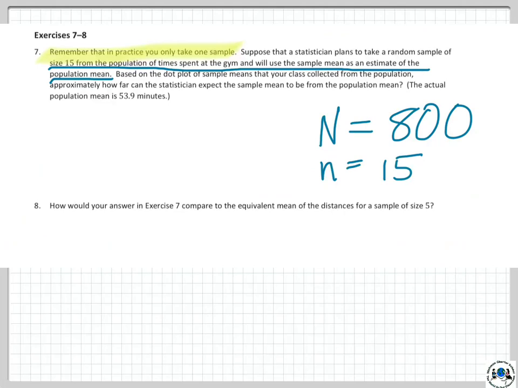Okay, so based on the dot plot of sample means, well, we can't actually do that. How far? Well, I guess we'd have to use that to actually see. But do you think taking a sample of 15 and extrapolating or coming to conclusions about a population of 800 is a reliable thing to do? That's something to ponder. And would you just go ahead and ponder that?